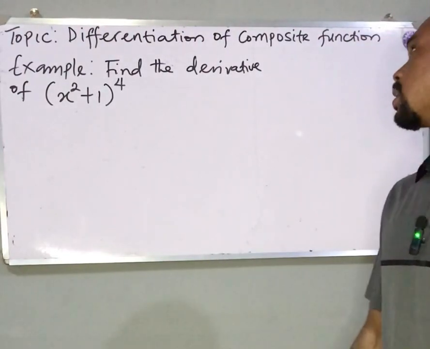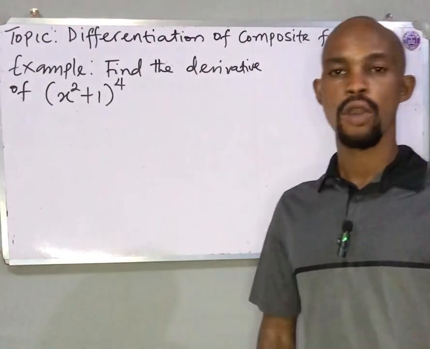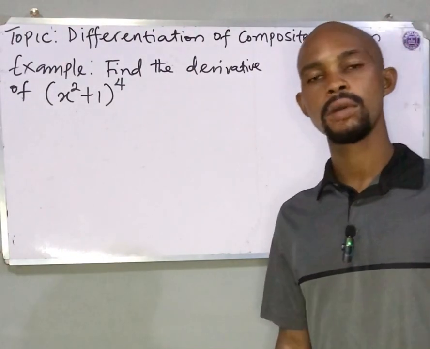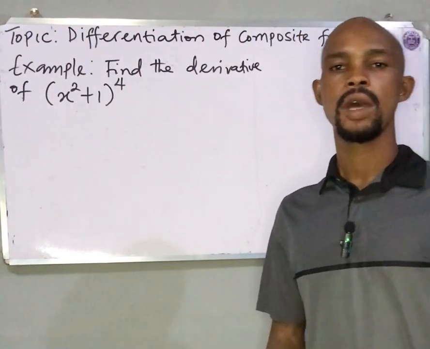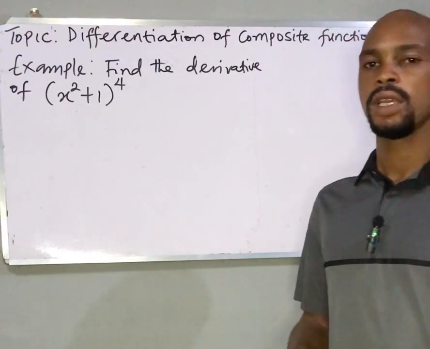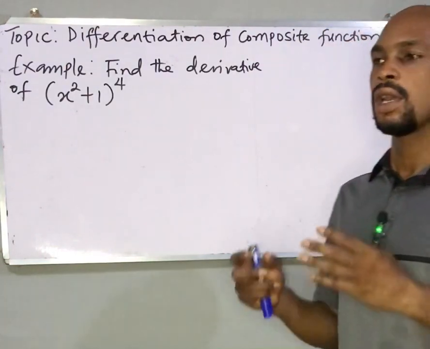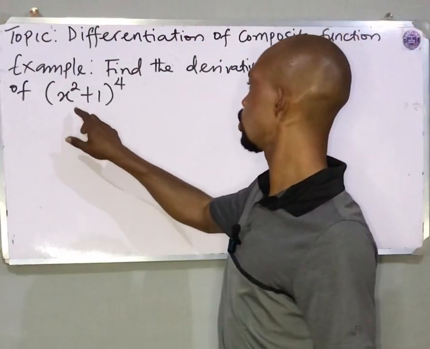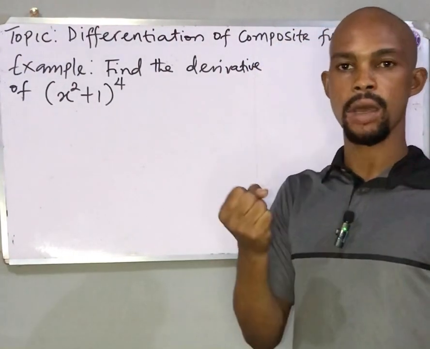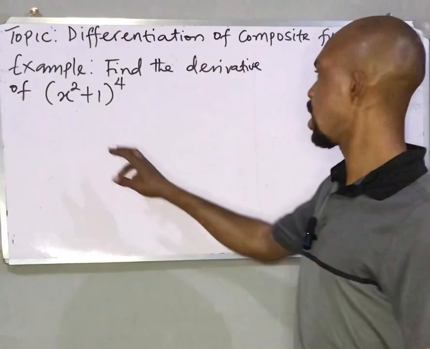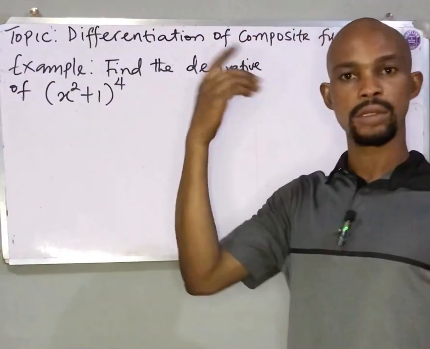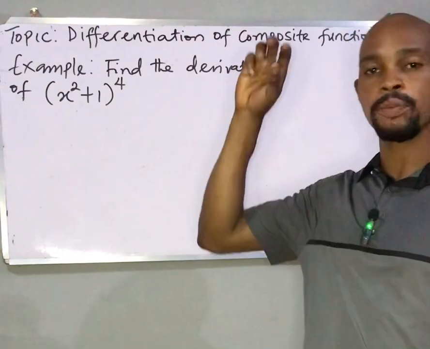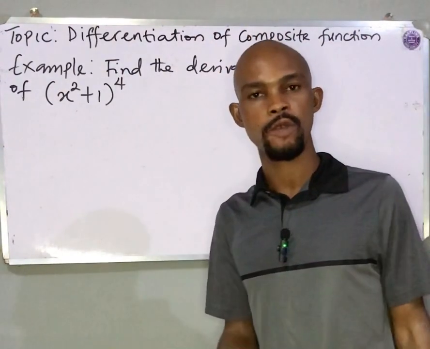Today we'll be looking at differentiation of composite functions, also called function of a function or chain rule. Now, why do we use this function of a function? It is to differentiate a function that has a greater power. Like when you have a function that has raised power 2, 3, 4, 5, the power is very high, we use function of a function.